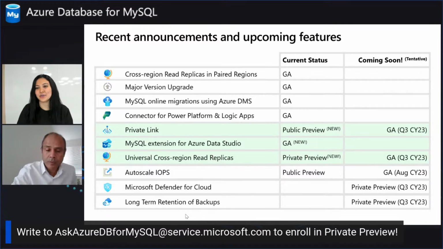Perfect. Thanks, Avnish. Calling out again, folks, if you want to try out the features in private preview, do write to us at AskAzureDBforMySQL at service.microsoft.com. The universal cross-region read replica is in private preview, and you can just write to us on this email ID and we'll get you enrolled.